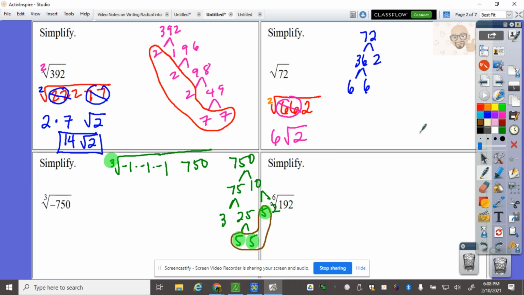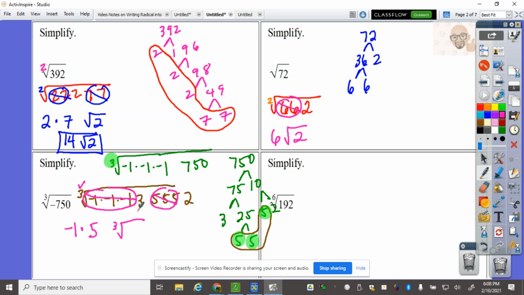To make the story short, I'm going to have now the cube root of negative 1 times negative 1 times negative 1, 3, 5, 5, 5, and a 2. Again, I need them to be in 3 terms because that is a cube. So that will cross out. A negative 1 will step out. A 5 will step out, and then the cube root of what is left. What's left here is 3 and 2, so it will be 6. So the answer now is negative 5 cube root of 6.